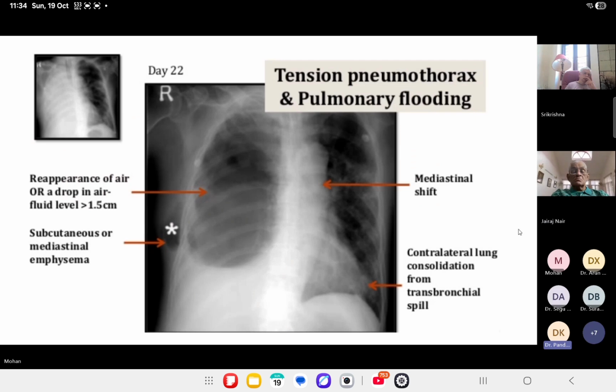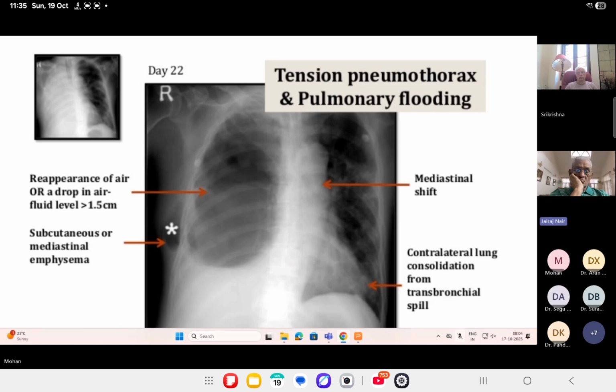So this is how tension pneumothorax or pulmonary flooding can happen. This is the reappearance of air fluid level, or if it was there previously, a drop of more than 2 centimeters. There can be subcutaneous or mediastinal emphysema or mediastinal shift to the opposite side. And then there can be pulmonary flooding in the opposite side due to the transbronchial spillage of the contents from this side to that side.